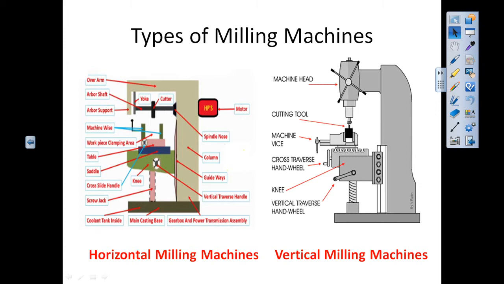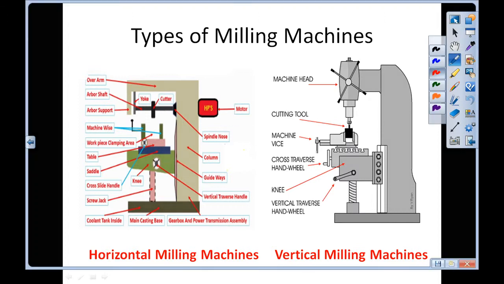So next we will talk about the types of milling machines. Basically we have two types of milling machines, horizontal and vertical. This one is the horizontal milling machine. As far as the basic parts are concerned, at the bottom there is a base, column, overarm, arbor support, arbor, and here is the milling cutter rotating about a horizontal axis in a clockwise or anti-clockwise direction.